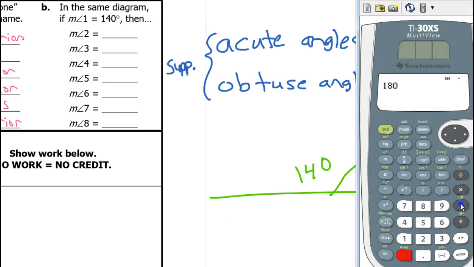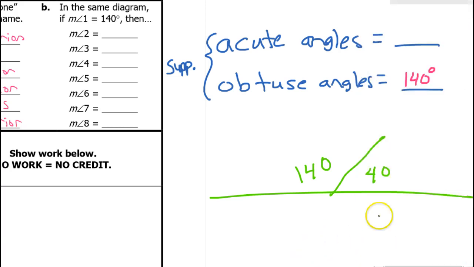And if I did 180 minus 140, that's going to be 40. Okay, so all of my acute angles are going to be 40. All of my obtuse angles are going to be 140.